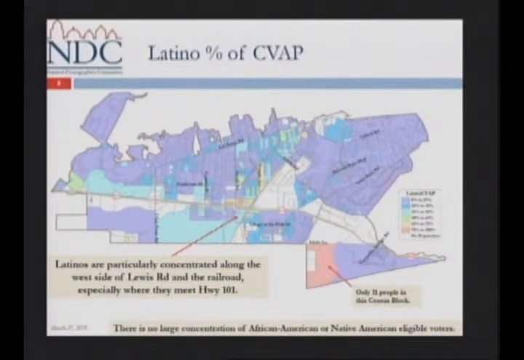And there were no large concentrations of African American or Native American eligible voters within the jurisdiction. And one of the things I love seeing more than anything is a wide dispersement when you look at these types of maps. And there's pretty good dispersement. So what it shows is people feel comfortable living throughout town, and that's a good thing.